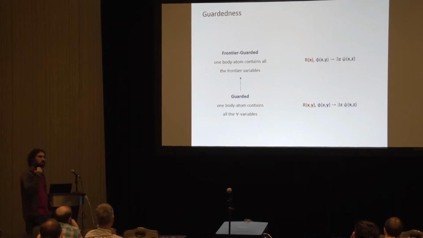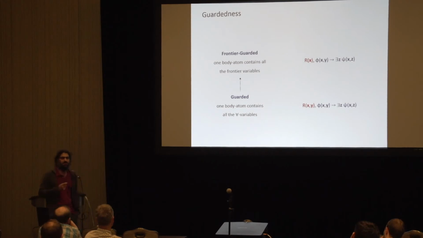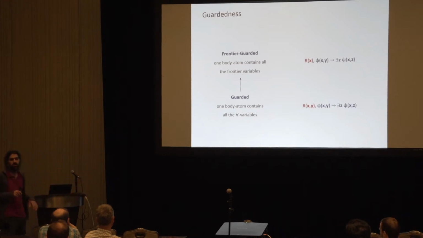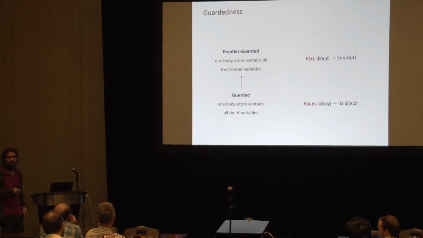So this is the guarded family of TGDs. These are the main classes that appear in this family. The main property that gives us decidability is the tree model property. The chase, although it is infinite, is tree-like in the sense that it always has finite tree width, and this allows us to prove decidability.